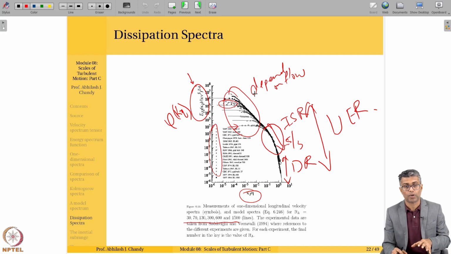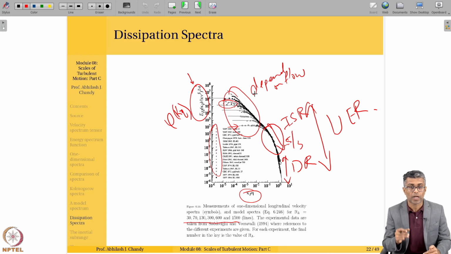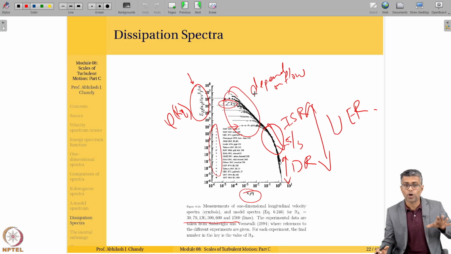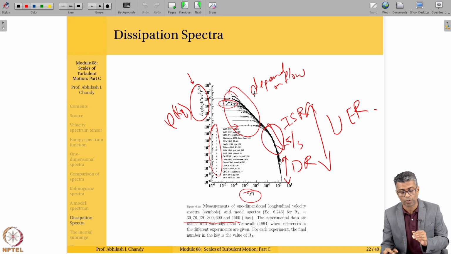And this is what I wanted to emphasize again starting in this class. So we have the energy spectra shown here in this figure, scaled, and it's 1D by the way, on the y-axis. On the x-axis, we have again scaled the wave number with the Kolmogorov scale. Why are we scaling it with the Kolmogorov scale? Because we want to look at the universal equilibrium range, not the energy containing range. That's what we are doing here.